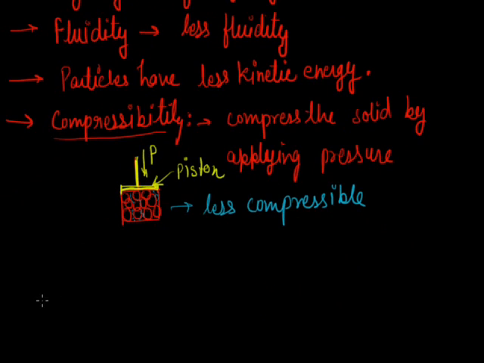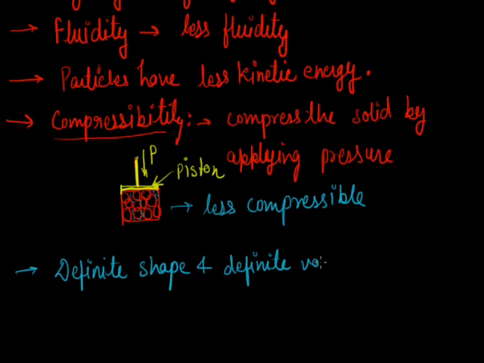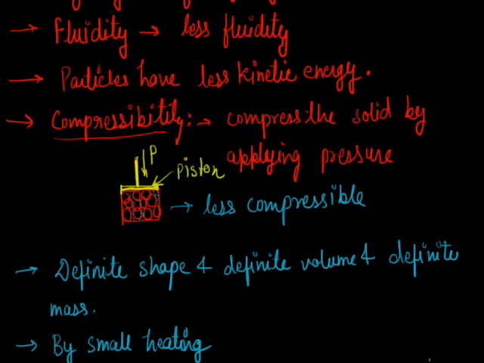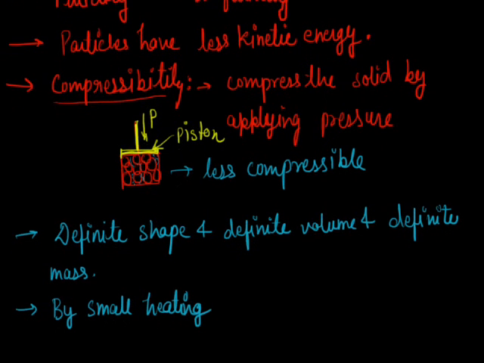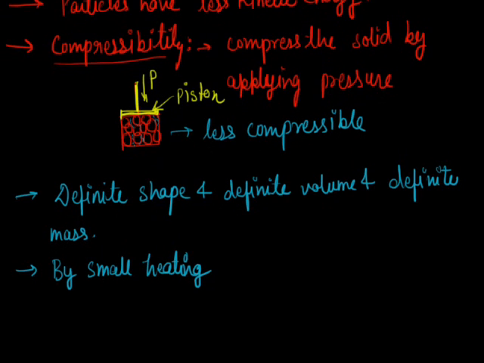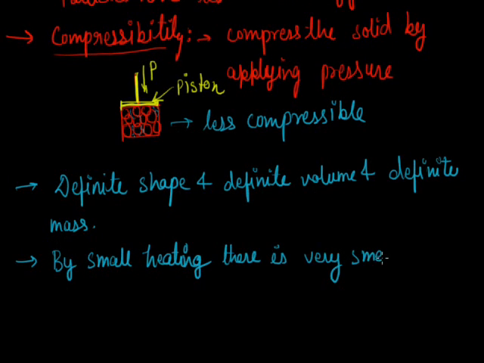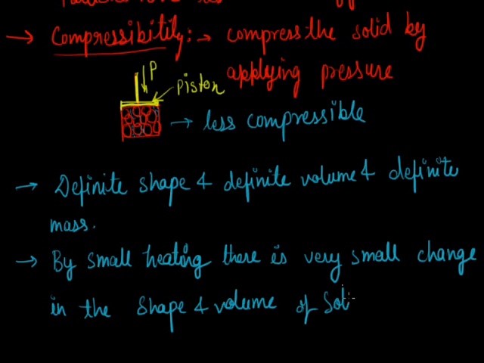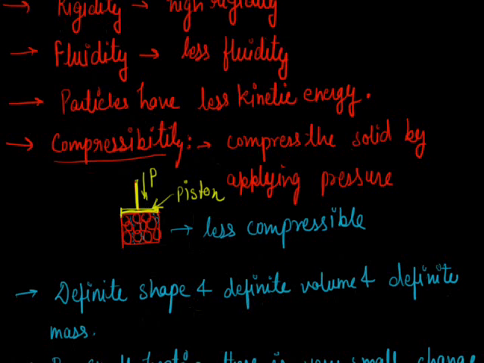Due to their rigidity and compactly packed arrangement, solids have a definite shape, definite volume and definite mass. But we can change their shape and volume slightly by applying small heating. If we apply some heat on solid materials, there is a very small change in the shape and volume of solids, but their mass cannot be changed. So these are the properties of the first state of matter, the solids.